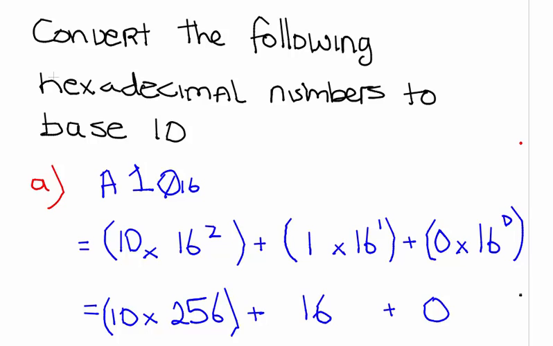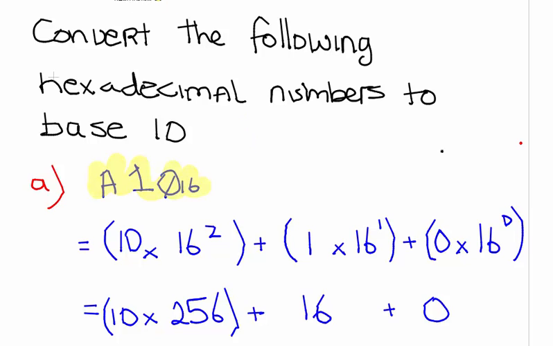In this presentation, we're going to look at how to convert hexadecimal numbers to base 10, which is to say decimal numbers. So we have 4 examples here, parts A, B, C, and D, and in each of these parts we will have a 3-character hexadecimal number. The first one is A10 to the base 16.